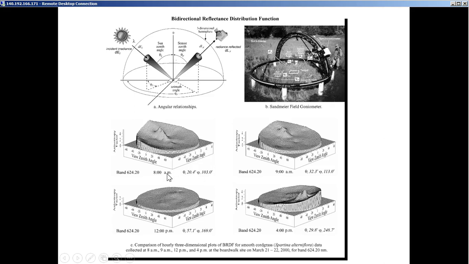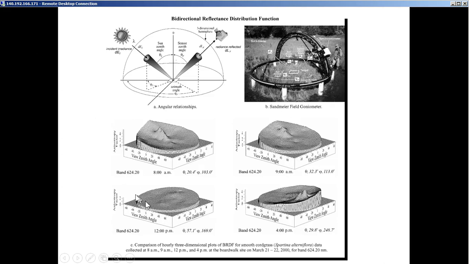And you can see here's 8 a.m. of this location. Here's what the reflectance surface looks like. So you can see the sun's coming in from the east, and it's being reflected out to the west. So this is how you always have this specular component in the reflectance of a given pixel. So here's 8 a.m., here's 9 a.m. You can see it shifting to the southeast. Here's noon. So you can see it's close to straight overhead.